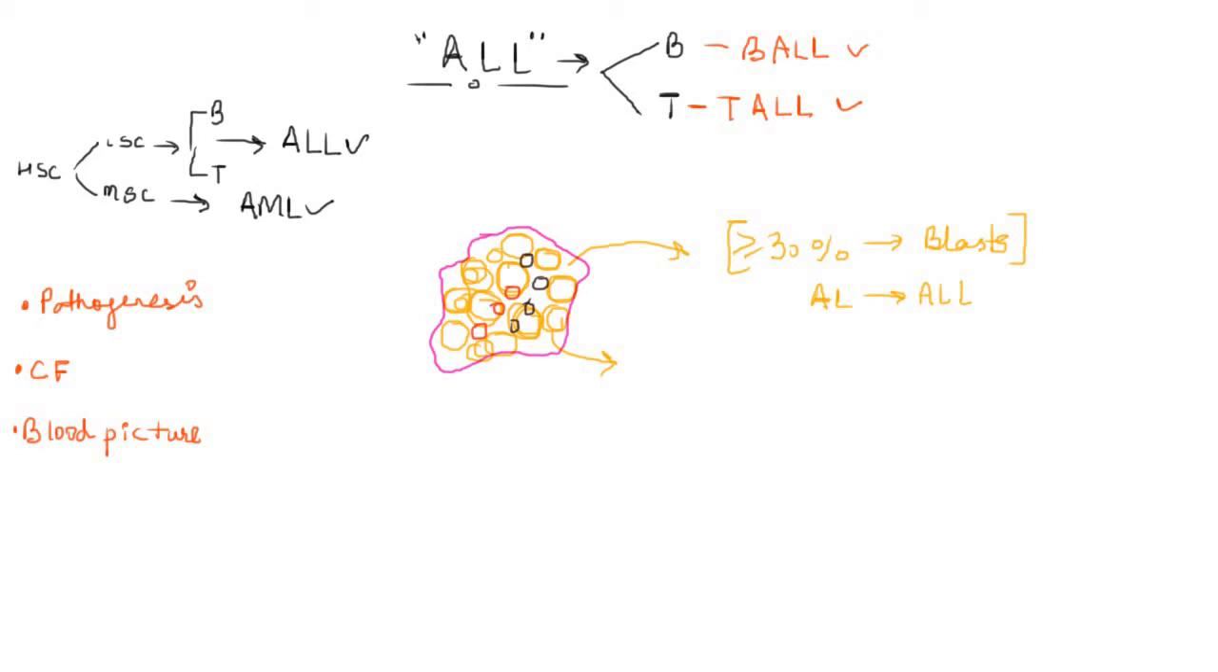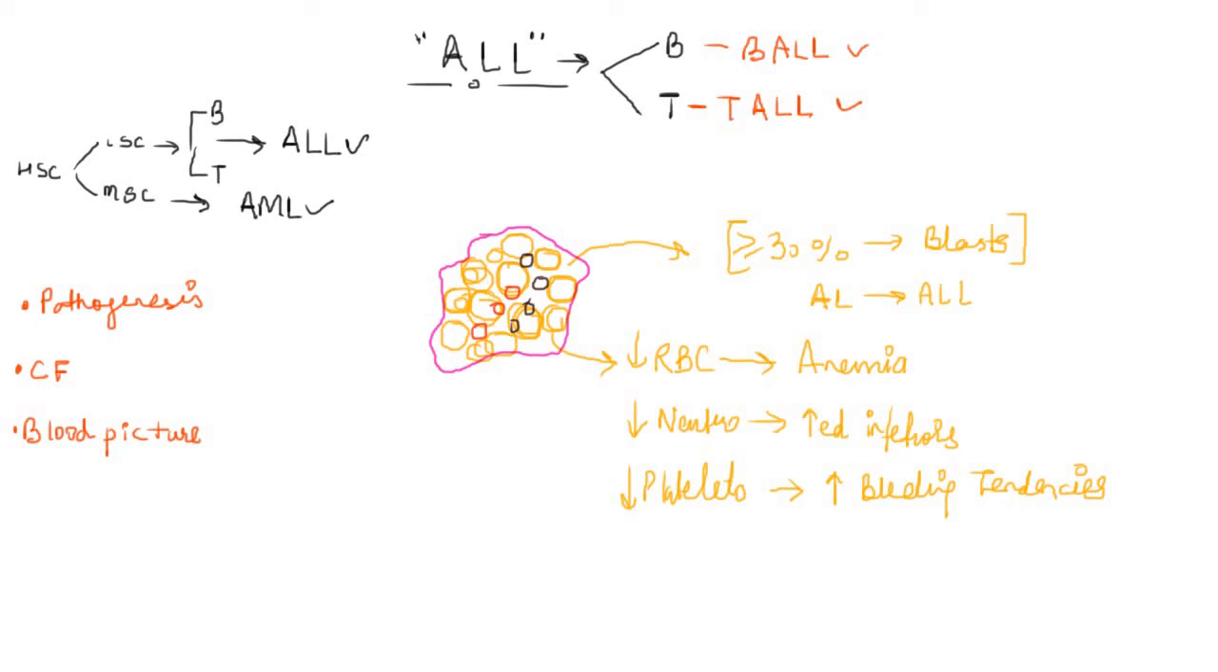As a result of this, there would be a decrease in the number of RBCs within the bone marrow, and also a decrease in the number of RBCs in the blood. So there would be anemia. Similarly, there would be a decrease in the number of neutrophils, so it would result in increased risk of infections. There would be decreased platelets, and as a result of the decreased platelets, there would be increased bleeding tendencies. So this is the basic pathogenesis of acute lymphoblastic leukemia, and these are the basic clinical features which are associated with it.